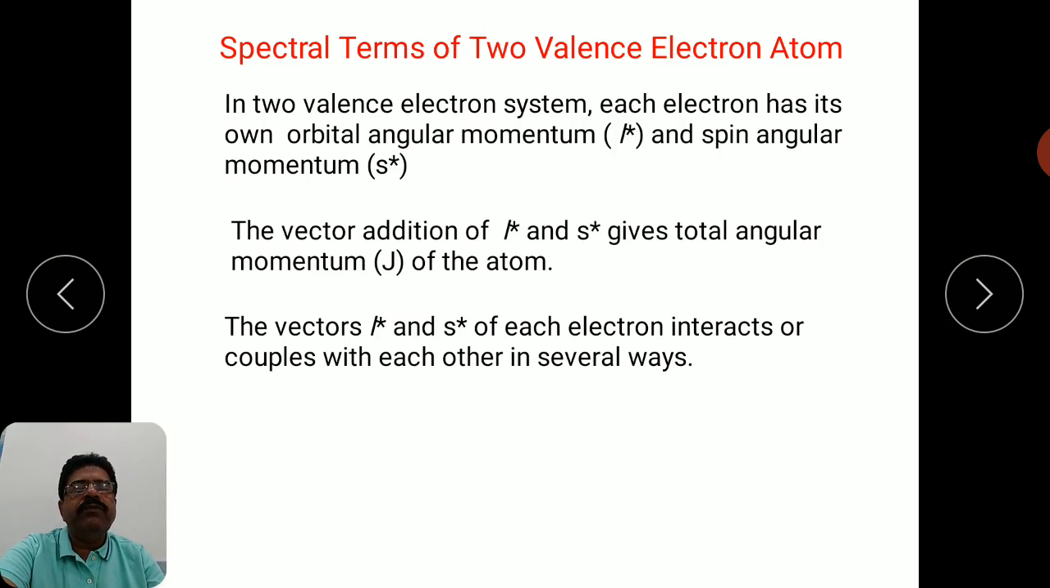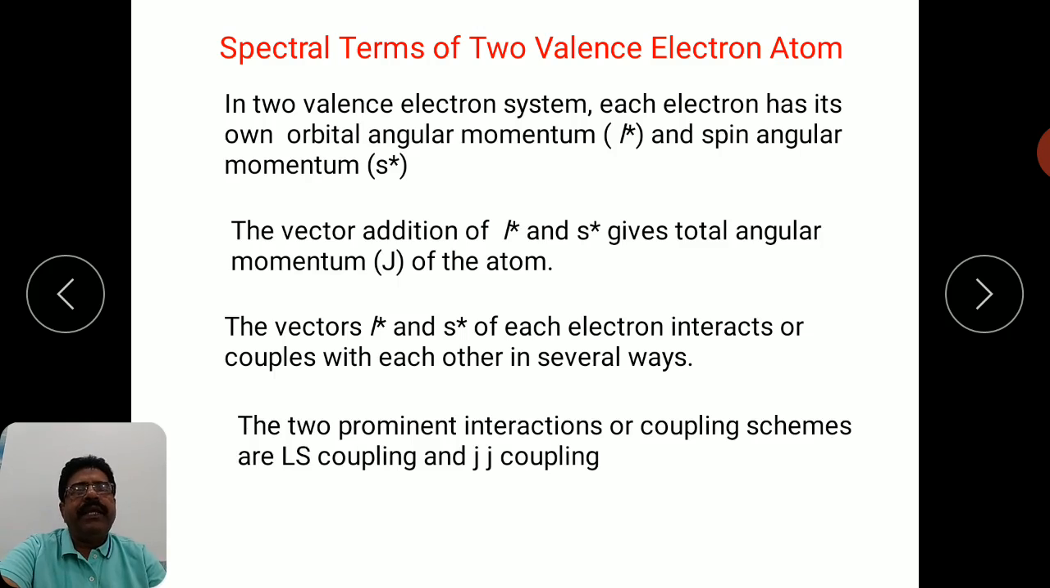So vector L star and S star of each electron interact or couple. We can use parallelly the word either interaction or coupling. The vectors L star and S star of each electron interact or couple with each other in several ways, because now we have two electrons and each of these electrons has its own vector L star and S star. So there are four vectors: L star of first electron, L star of second electron, we can call them L1 star, L2 star. Similarly, S star of first electron, let us call it S1 star, and the spin angular momentum of second electron, that is S2 star. So four vectors, and these four vectors can interact, they can couple in different possible ways.